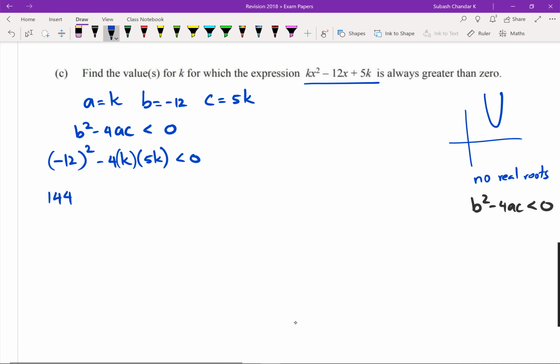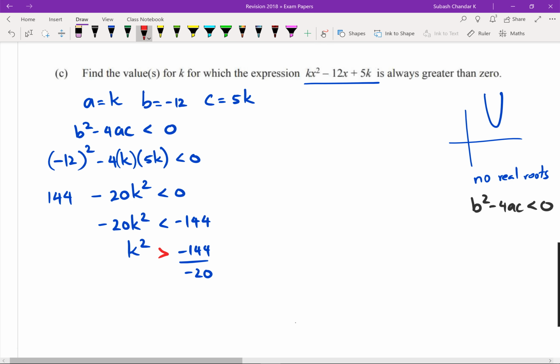So we got 144 minus 4 times 5, which is 20k squared, less than 0. Rearranging this, we are going to get negative 20k squared is less than negative 144. And then k squared is negative 144 divided by negative 20. And because it's being divided by a negative number, we need to switch the symbol. And we're going to get k squared has to be greater than 144 over 20.